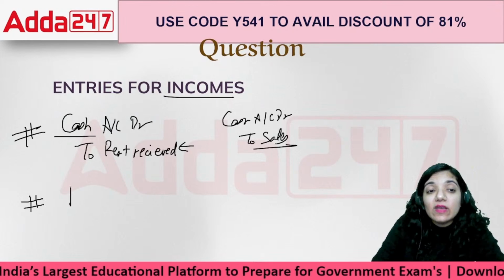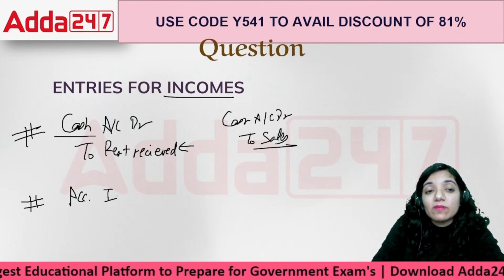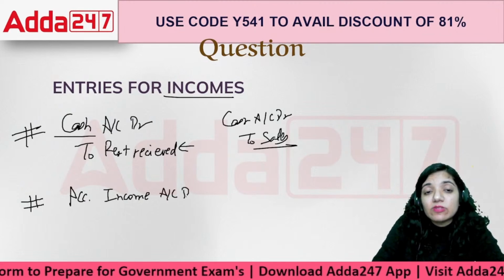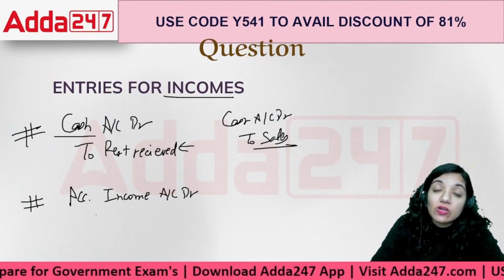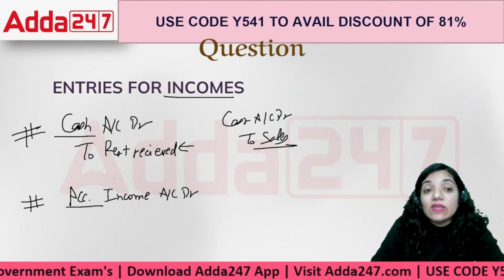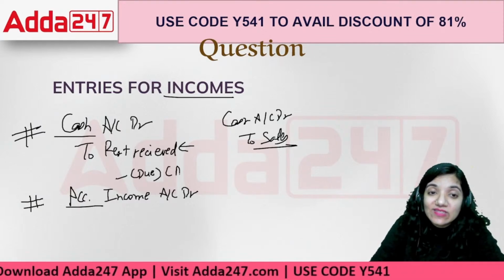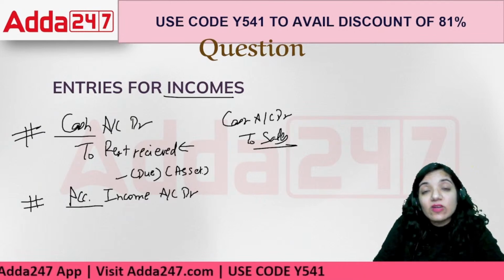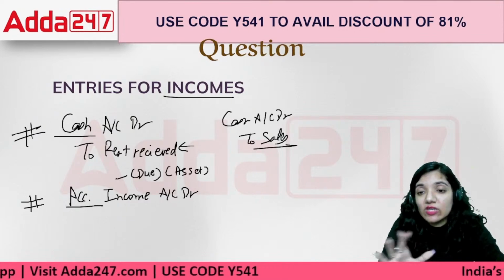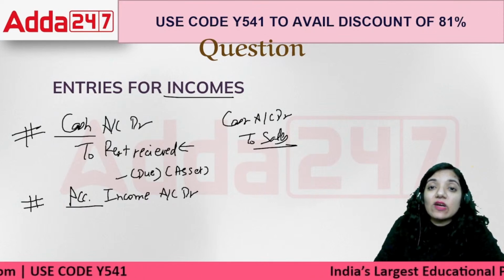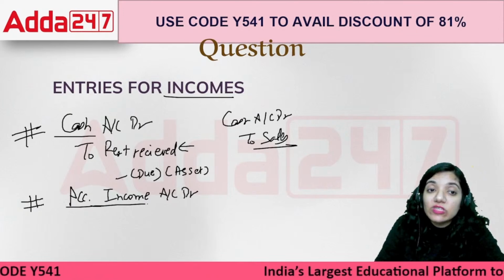It would be an accrued income account debited. That is the income which is accrued right now. That is the term. It means this income is due. I have the right to receive it. It's an asset for me. Later on, I'll receive this money. Maybe not today, maybe not tomorrow, but I'll soon receive this income. That is how we define it as accrued income.